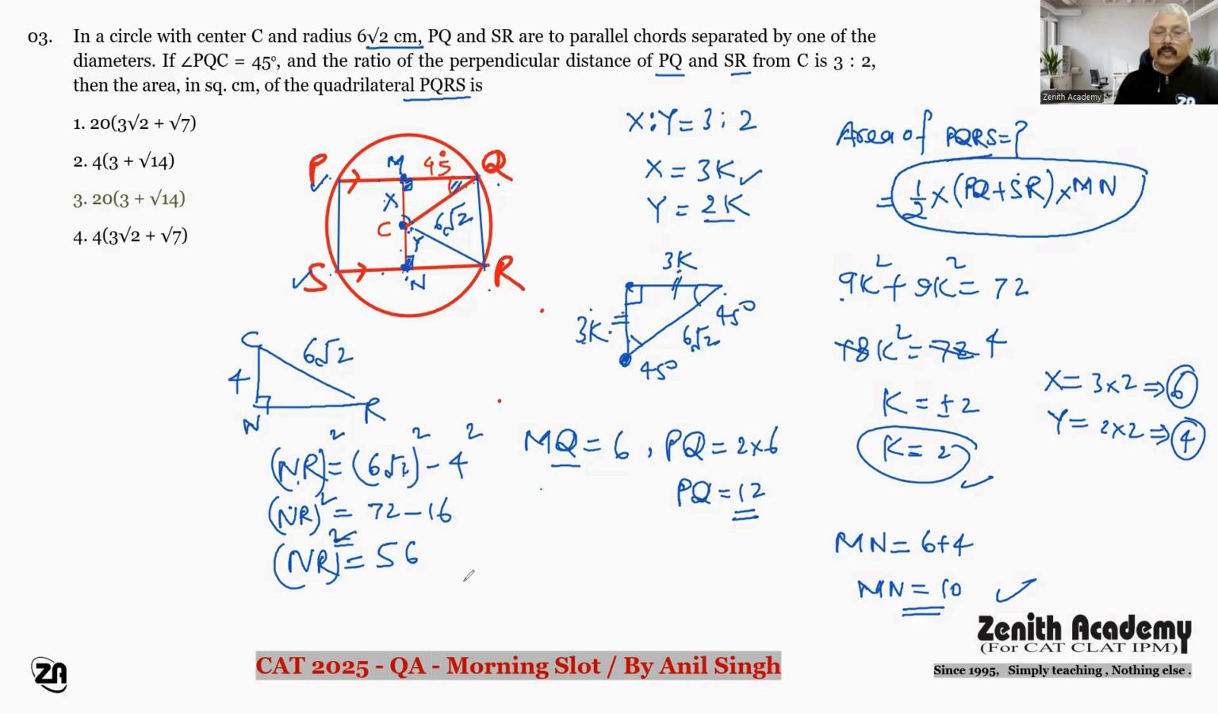So NR is going to be 14 by 4, which means NR will be equal to 2 root 14. Right. So now we have NR. Same point, this perpendicular also bisects the chord SR into two equal parts. Means SR is equal to twice of NR. SR will be 2 into 2 root 14.